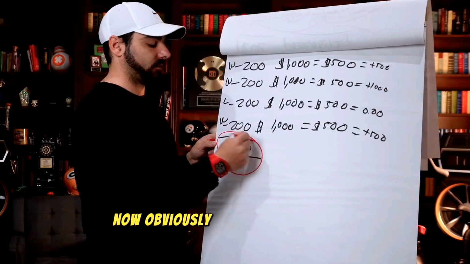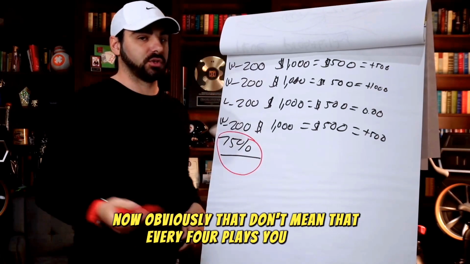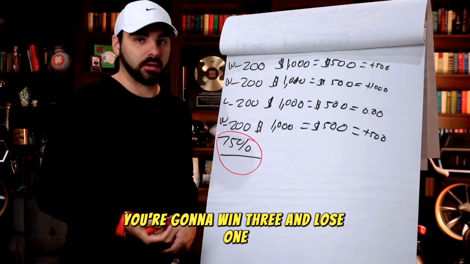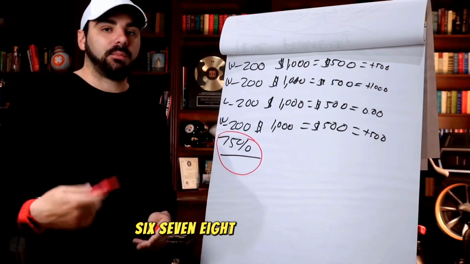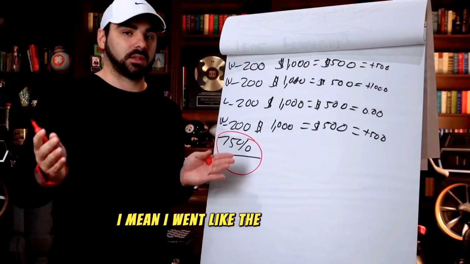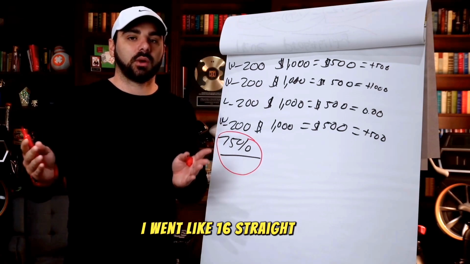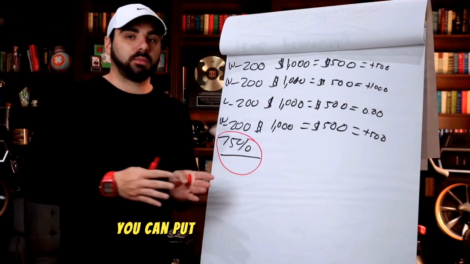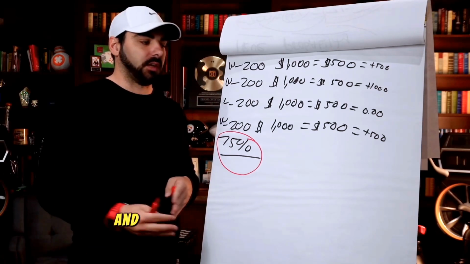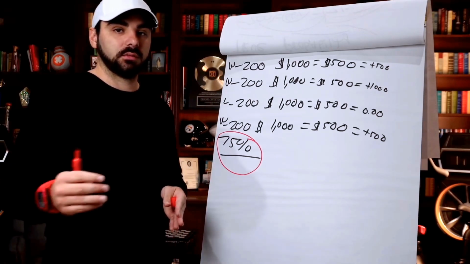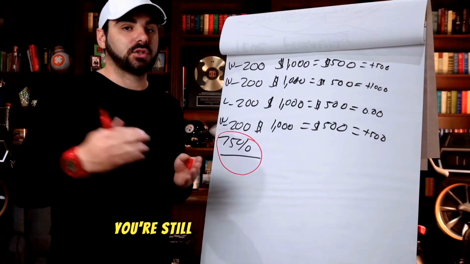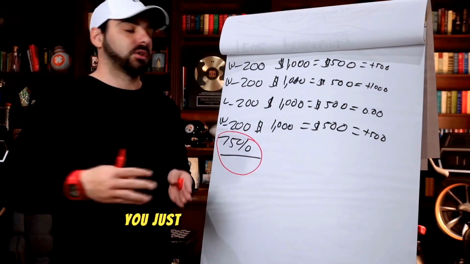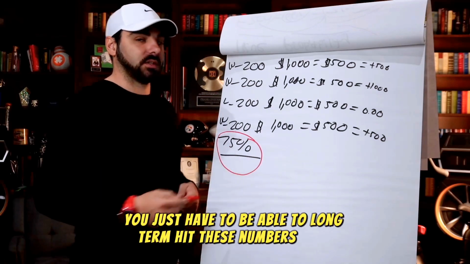Now obviously, that doesn't mean that every 4 plays you put in, you're going to win 3 and lose 1. What happens is sometimes you'll win 5, 6, 7, 8 plays in a row. I think at the beginning of this year, I went like 16 straight wins. You can put together long streaks, and then you could lose a couple here and there because you can afford to. And guess what? You're still going to be ahead. You're still going to be making money. You just have to be able to hit these numbers long term.